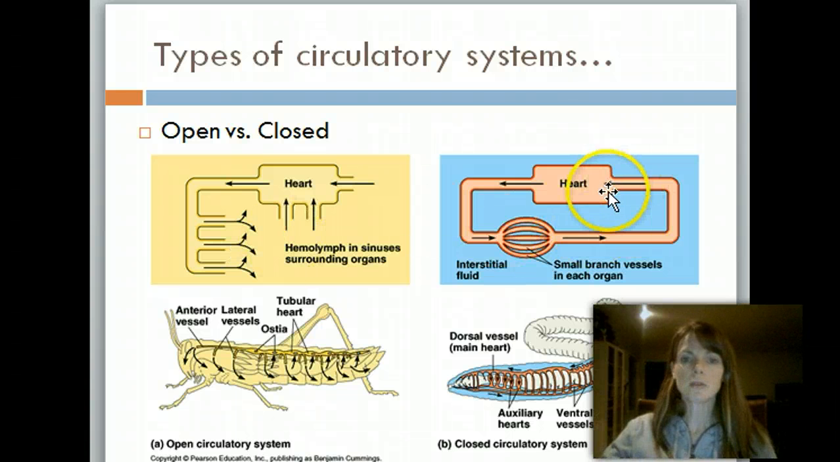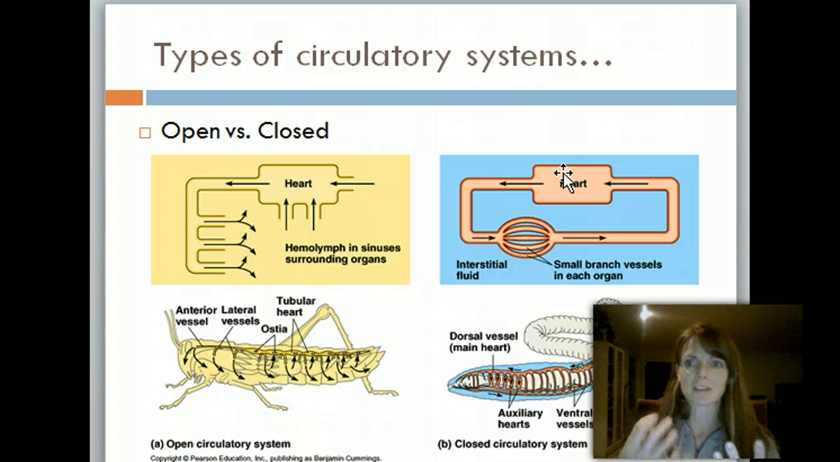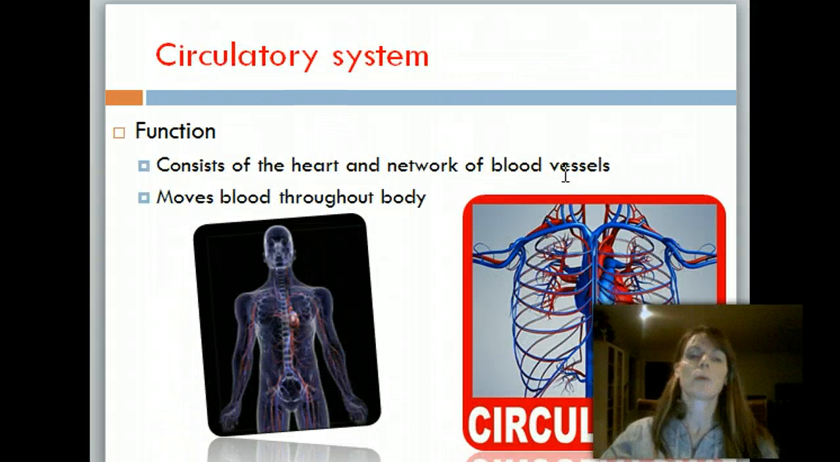Whereas in a closed system, such as something that we have, we have a heart, we have all these blood vessels, but then blood makes its way back to the heart. So it's this closed system, kind of like an open circuit versus a closed circuit. And typically, closed circulatory systems are a lot more advanced. There's a lot more things that can take place with the closed circuit. So that's one thing that I really wanted to bring to your attention, because you'll see that in your lovely lesson. So now, on to the circulatory system as a whole.